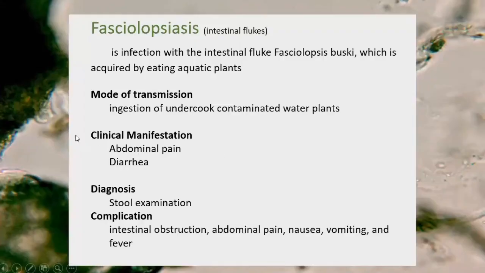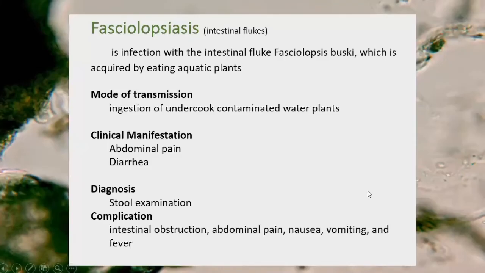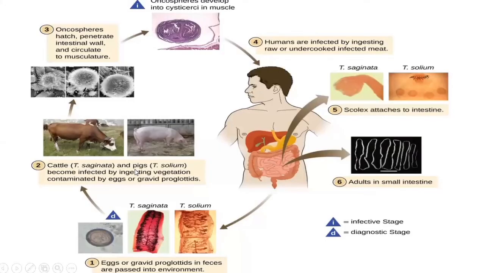And then adults will also mature in the small intestine. This stage will circulate all over again through feces that will be passed into the environment.